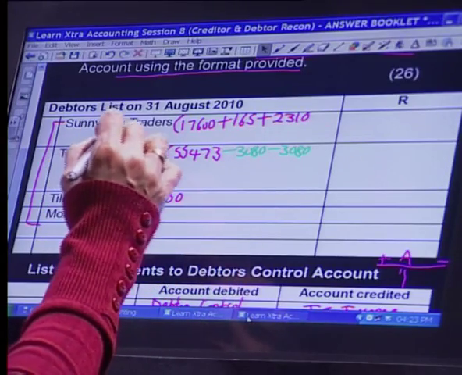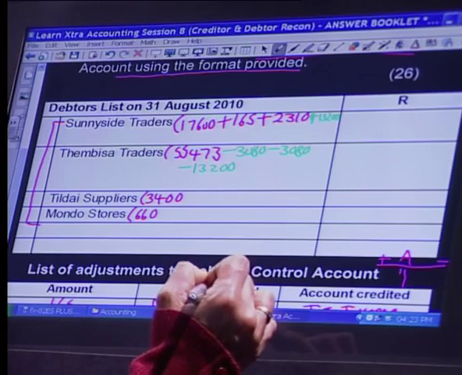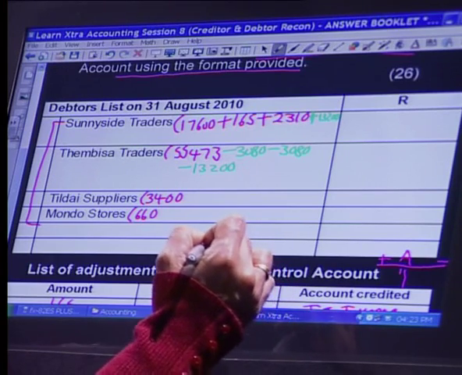Okay, there we go. So we've got Sunnyside Traders. We're now going to decrease their account by 13,200, and then, sorry, not decrease, I need to increase their account because they never paid me the 13,200, and Tembisa Traders, we now need to decrease their account by 13,200. Okay, so this obviously explains that high balance of Tembisa Traders. They actually didn't really owe you 55,473 Rand.